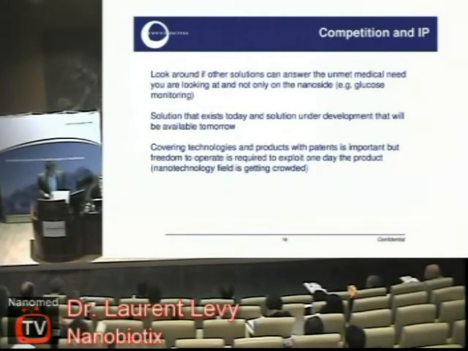But also, when we think about IP, because we all talk about IP, which is very important, it's not only about having the IP to develop a product. There is also the freedom to operate. And when we look at what is outside in terms of patents today, the entire field of nanomedicine is getting crowded, meaning that there is a great chance that to develop one product, we may need to ask permission from other companies, academics, to be able to put it on the market.